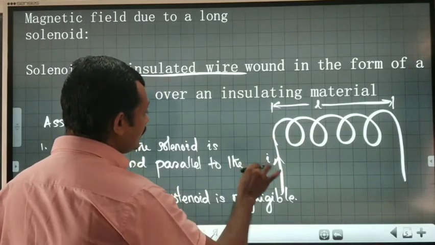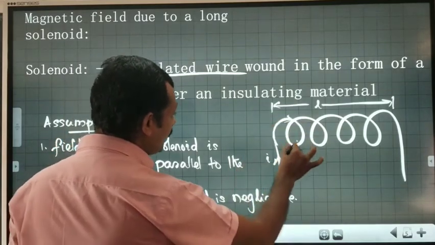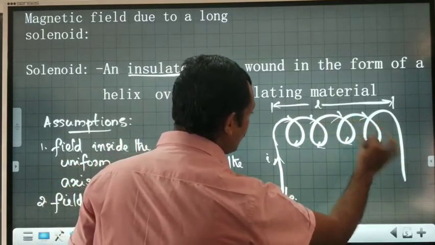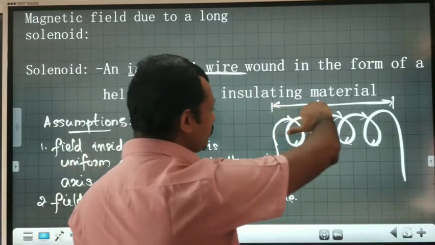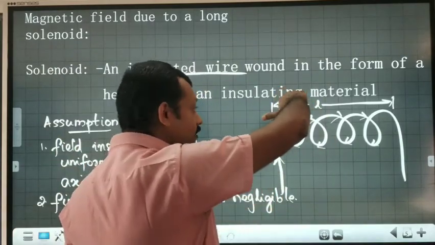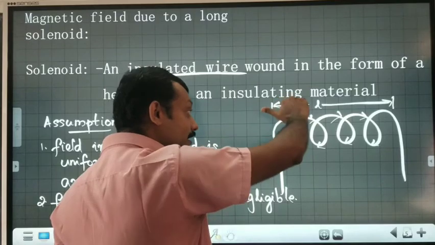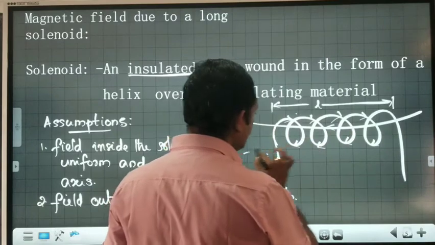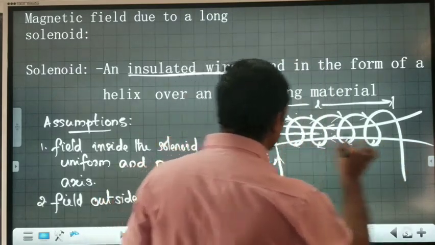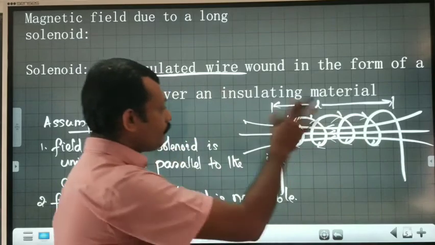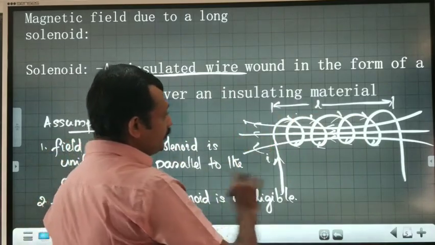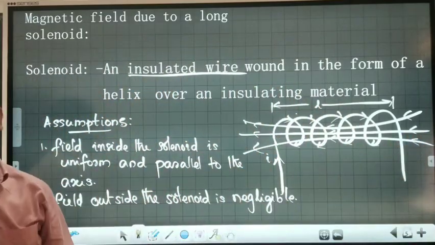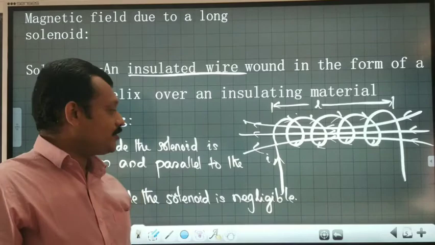Let me consider that this current is I. The current is going into the board here, coming out here, going in here, coming out here, and so on. We can find the direction of the magnetic field using the rules we have learned from the circular coil. So the shape of the field lines should be something like this. This is the shape of the magnetic field lines inside a solenoid. So this is the magnetic field due to a long solenoid.